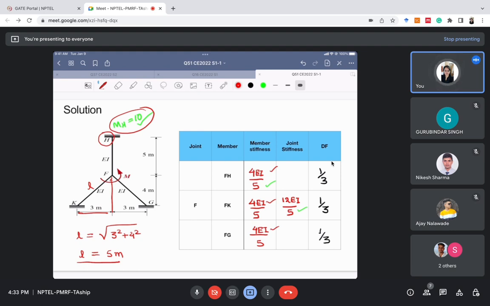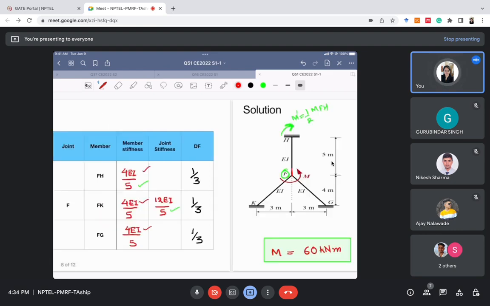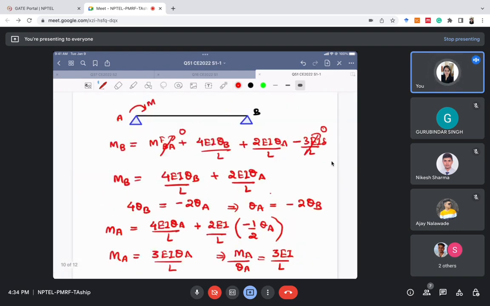Either you have to use 3EI/L or you have to use 4EI/L. Luckily in this problem, every member was fixed, so you don't have to think about it. You just put 4EI/L. If the far end of one of the members were hinged, then you would have to use 3EI/L. So these two things you have to keep in mind: if the far end is hinged, you have to use 3EI/L instead of 4EI/L.